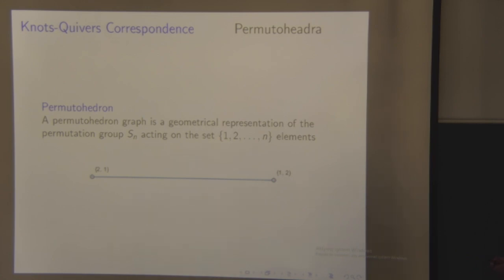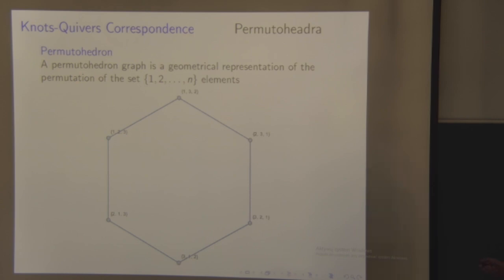So the permutohedron graph is a geometrical representation of the permutation group. So hence the name permutohedron. So this is the simplest example. You have 1, 2, and on the other side you have 2, 1. Sorry for the low quality graphics. And this is the permutohedron of 3 elements. So you start here with 1, 2, 3, and then you go to 1, 3, 2. Here, a transposition of neighboring elements is represented by an edge joining the permutations. There we go. And when you draw edges for all possible permutations, you get a hexagon.